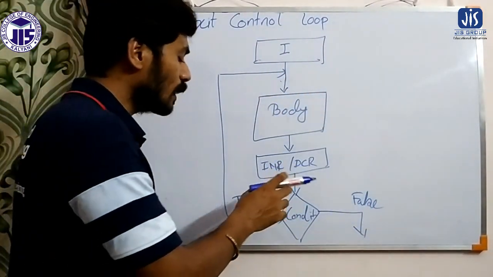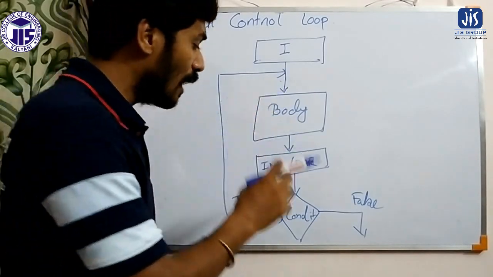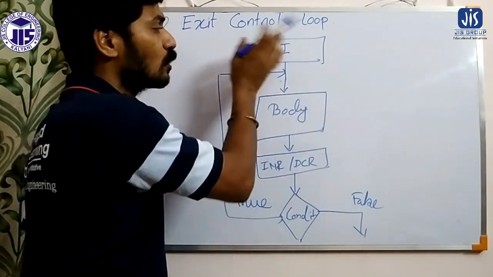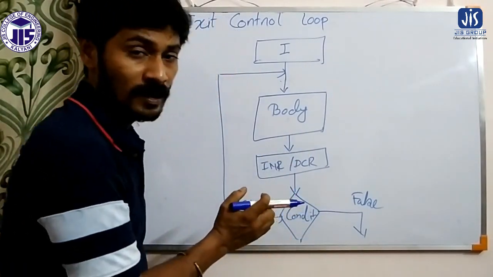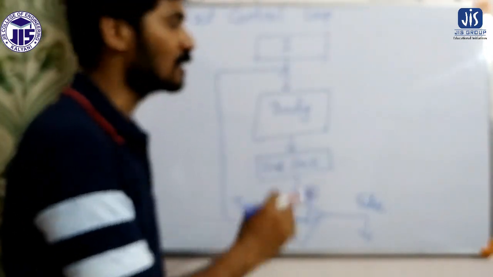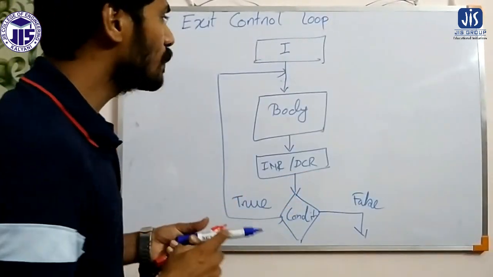So basically what we are doing, you can see in entry control loop we have applied the condition before the body, but here we have applied the condition at the end. That's why it is exit control. Now the working process will be same.